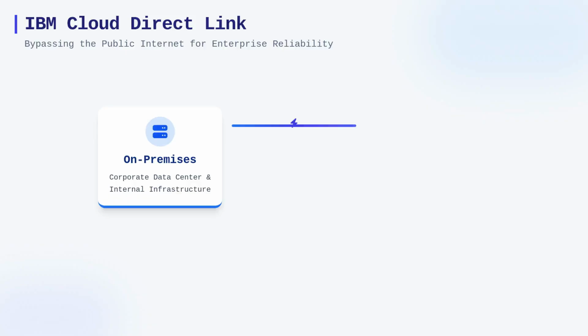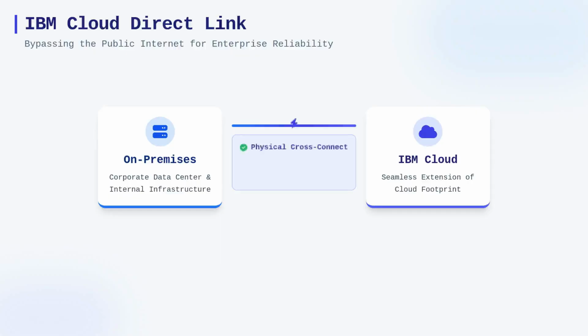This is particularly relevant for hybrid cloud architectures where your corporate data center needs to act as a seamless extension of your cloud footprint. From an architectural perspective, this usually involves a physical cross-connect in a co-location facility, effectively extending your internal network into the cloud provider's backbone.